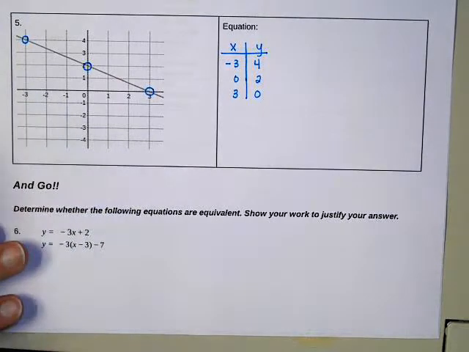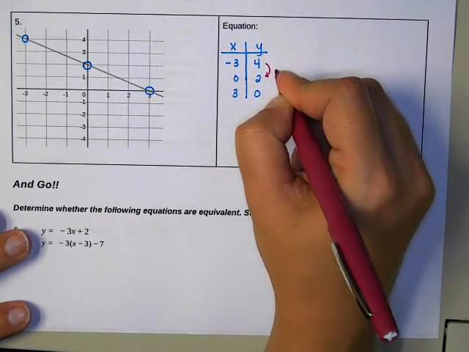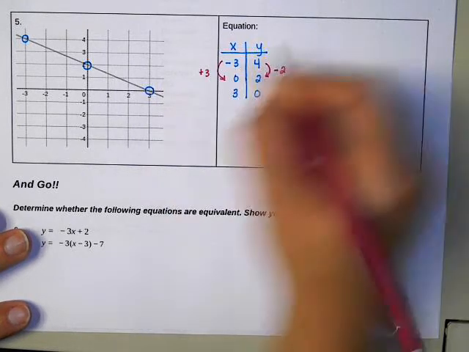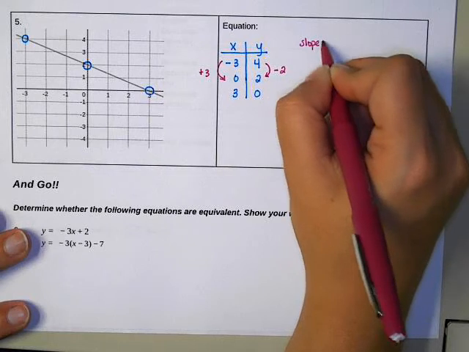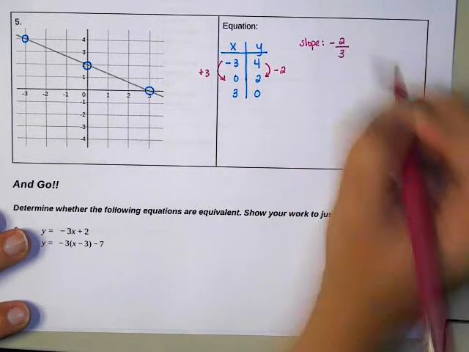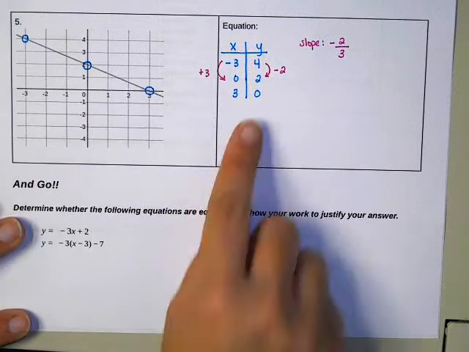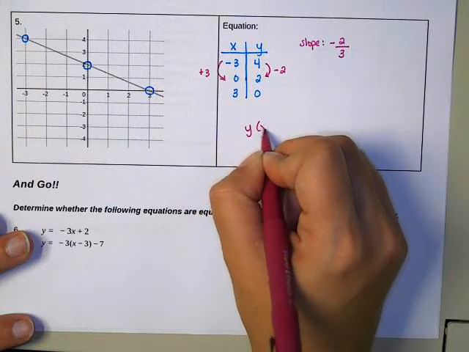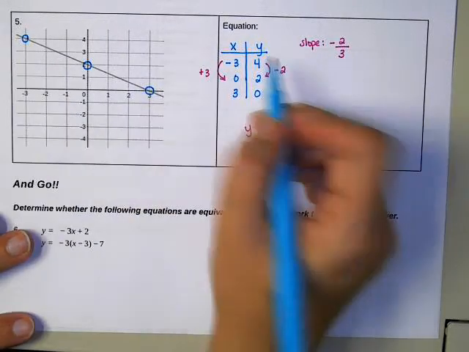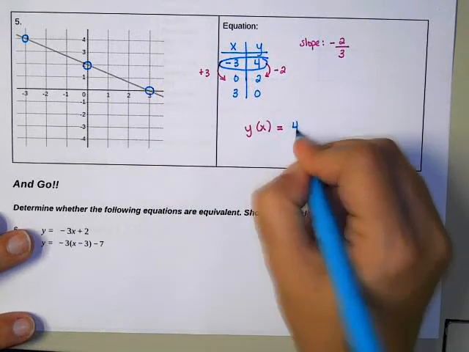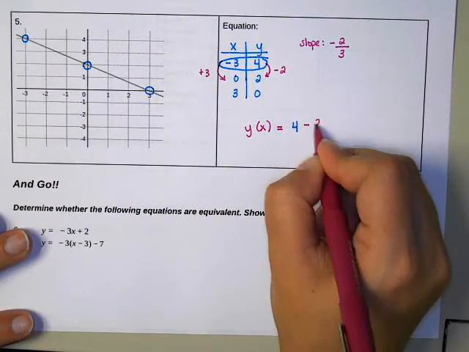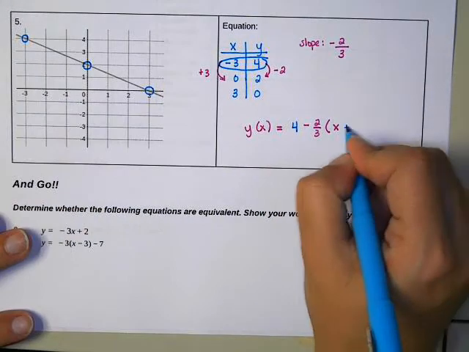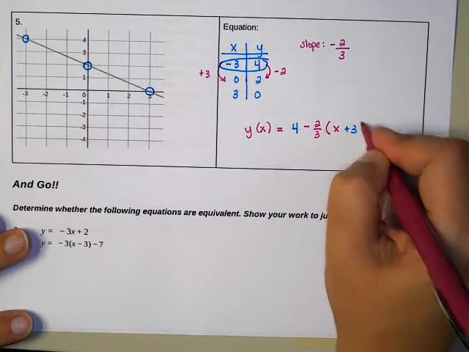From here, I would do my change in y, so this would go -2, over my change in x, and this would be +3, which means my slope would be -2 over 3. Using now my table and my slope, I can write my equation. So I would have y of x equals my starting value, which is 4, minus 2/3 parentheses x plus 3, because I would need to get back to 0 by adding 3.